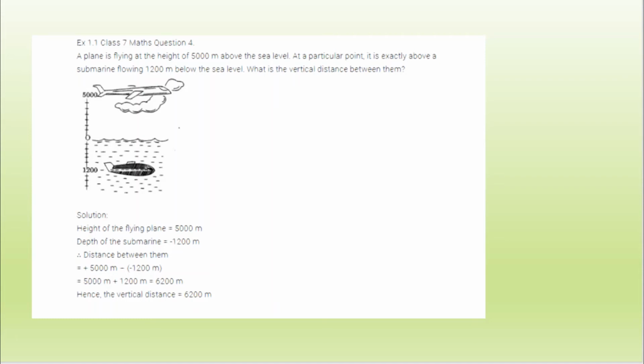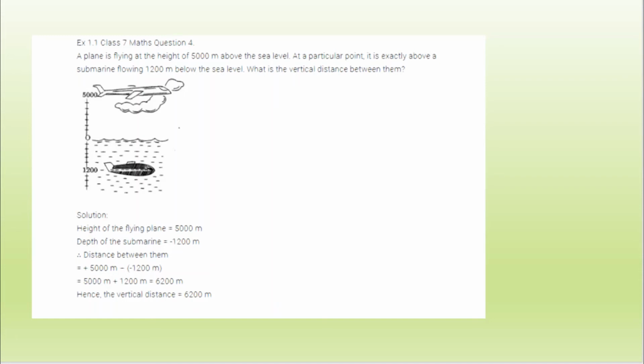Let's move to question number 4. A plane is flying at a height of 5,000 meters above the sea level at a particular point and exactly above a submarine floating 1200 meters below the sea level. What was the vertical distance between them?